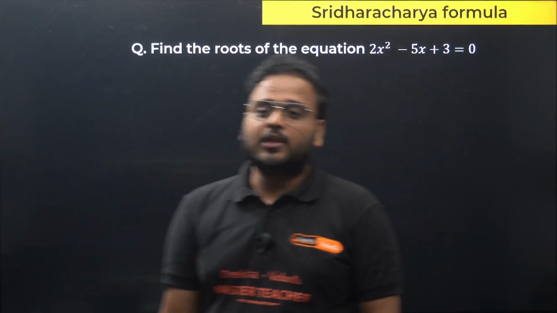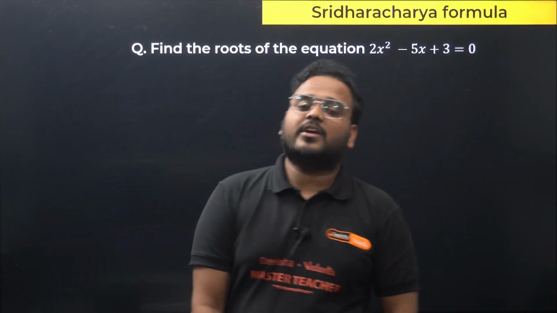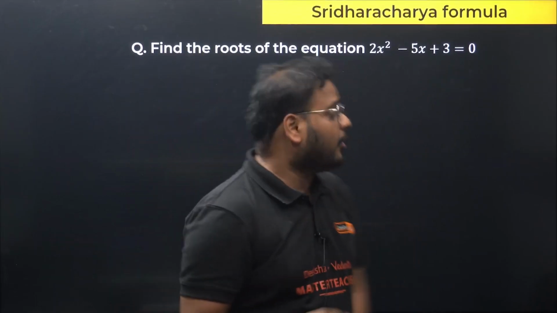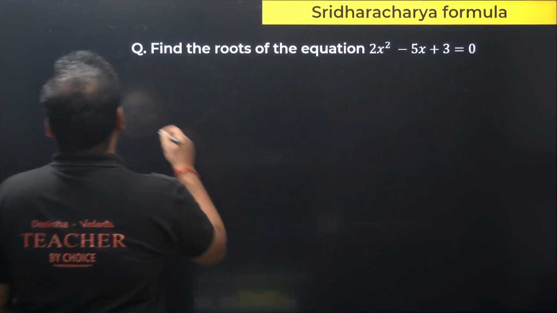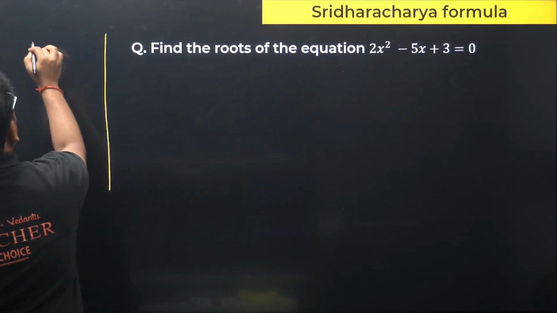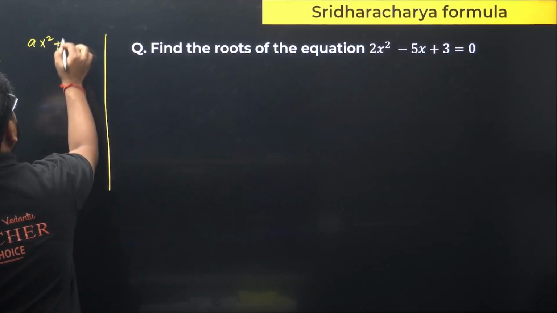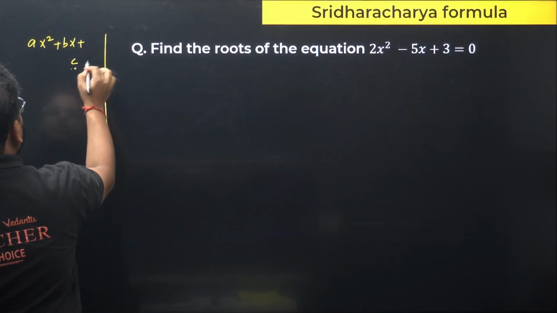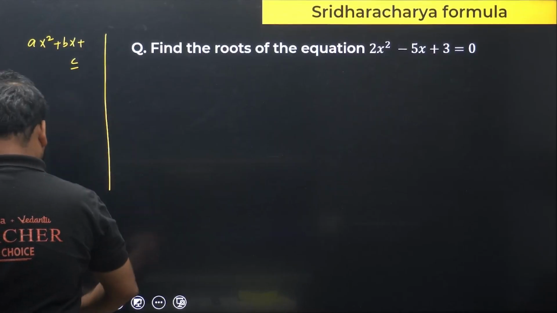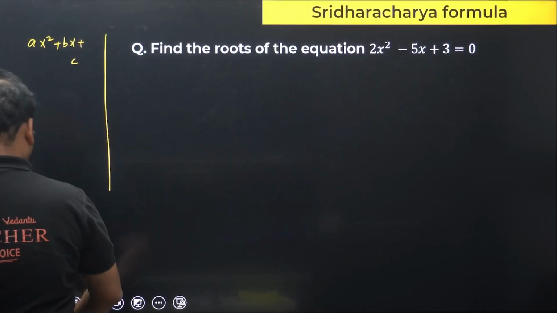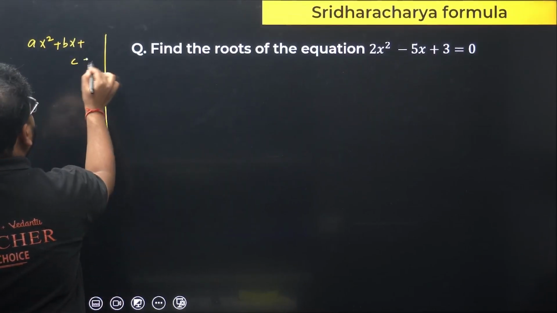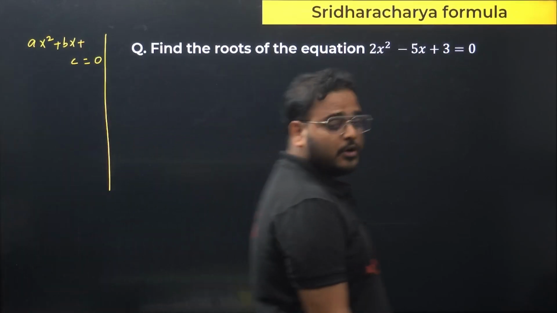Okay, now the formula method that we have, Sridharacharya method. How do we get to know that? How do we solve the questions on it? So have a look. The equation goes like this: ax square plus bx plus c equal to 0. This is what we know. All of you agree? This is what we know.